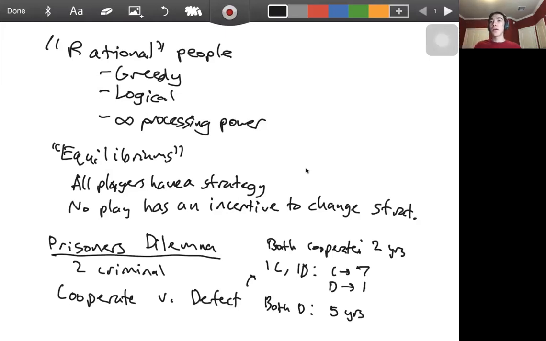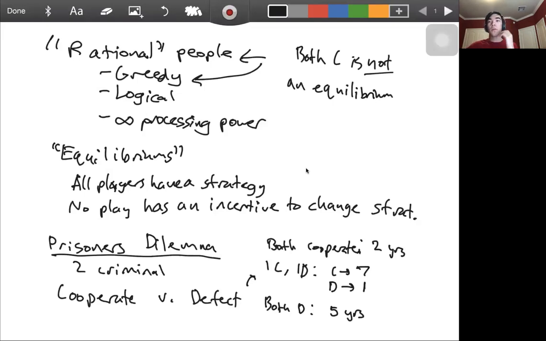And the reason it's the prisoner's dilemma is obviously both of them cooperating will be the best for the two of them. So in a real life situation, if they're able to communicate with each other, they'd want to both cooperate. However, if we assume rational people with the greedy assumption, we know that if they have a choice that's better, they're going to take it. So in this case, at least, both cooperating is not an equilibrium. And that's because each player has an incentive to switch. Because if you defect, your years in jail go down from 2 to 1. So both cooperating won't help. In fact, both defecting is the equilibrium.